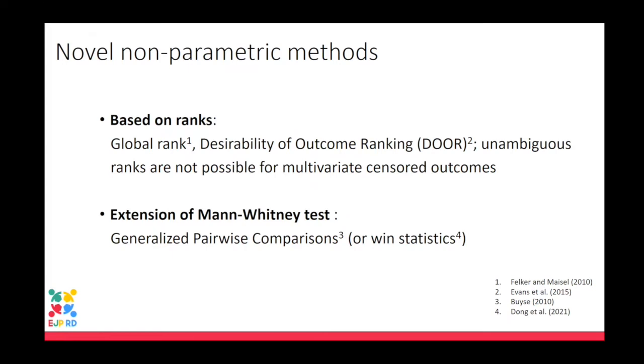Well, very recently, in the last decade, a number of non-parametric methodologies have been developed to combine multivariate outcomes. One class is based on ranks, the global rank or the desirability of outcome ranking. What you want to do is rank the outcomes. For example, mortality is ranked first, then myocardial infarction, and then hospitalization. And what you do is try to rank the outcomes of the patients on mortality first. If there is a tie, then you try to rank them on the next outcome. And you go forward, and then you can construct statistics on that.